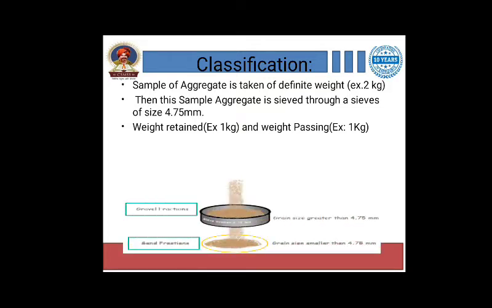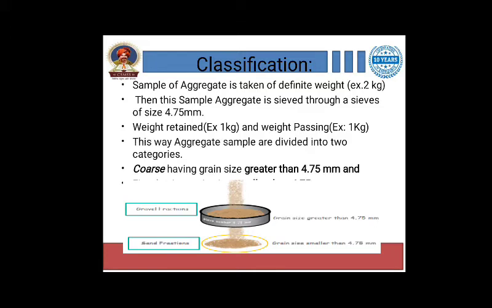Then like that shown in picture, that weight retained is known as gravel fraction or coarse aggregate, and weight passed through the 4.75 mm sieve is known as sand fraction or fine aggregate, right? Then this way aggregate samples are divided in two categories, that are coarse aggregate, the grain size is above 4.75 mm, and fine aggregate having grain size less than 4.75 mm.